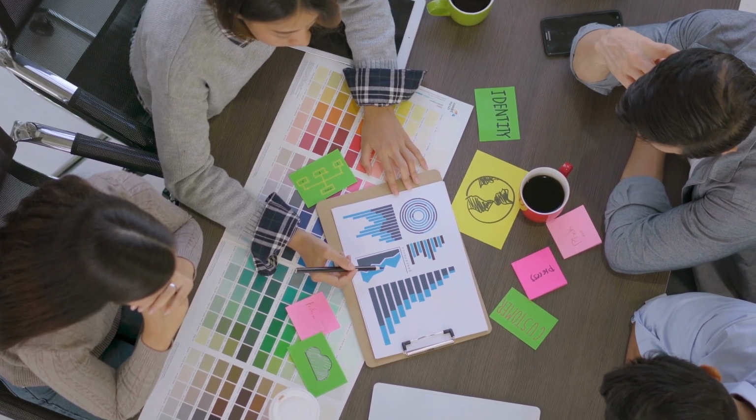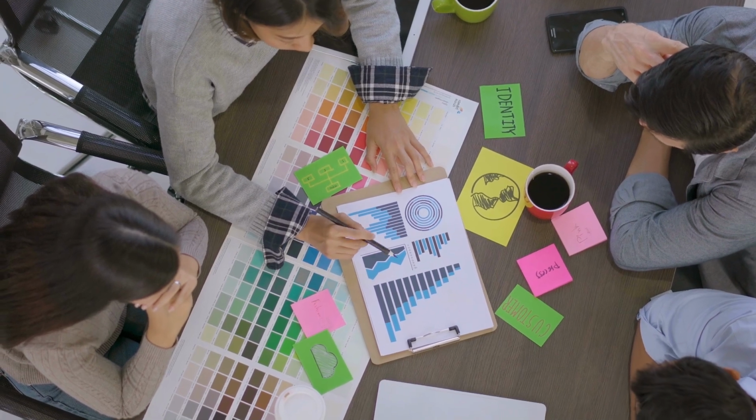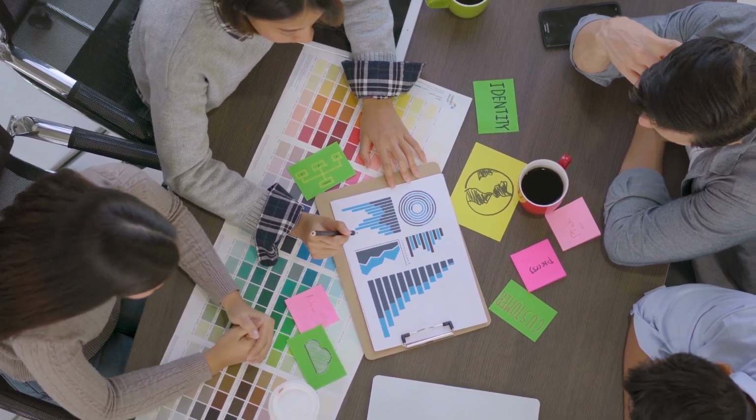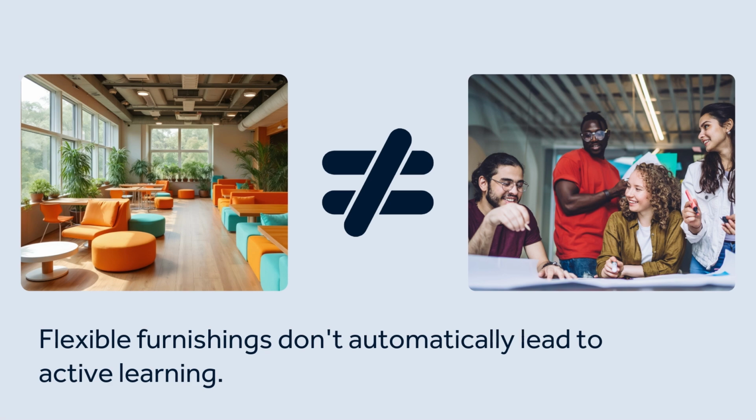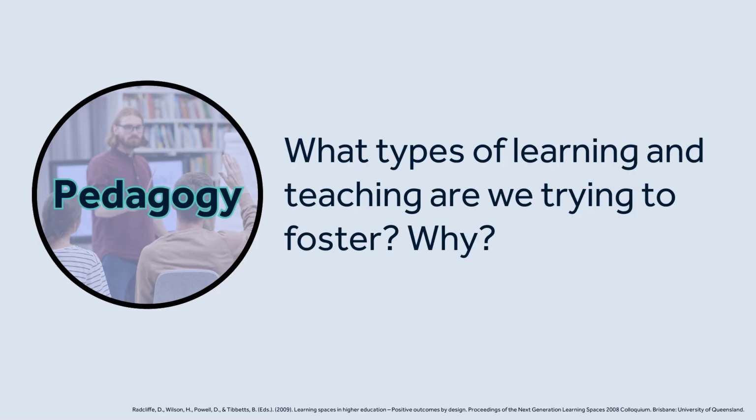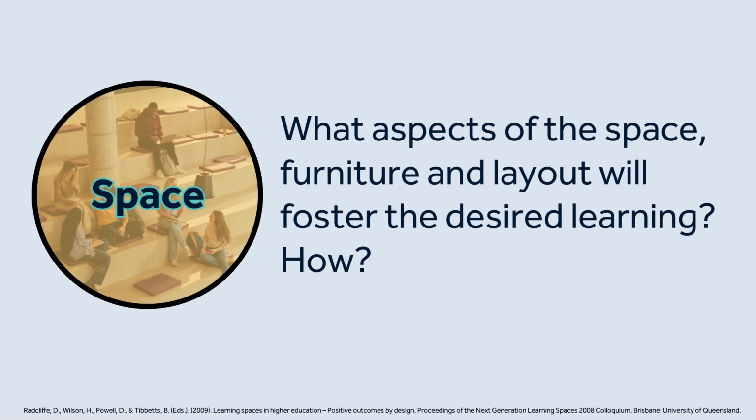Active learning, guided by constructivist principles, supports a range of activities happening in the space. But flexible furnishings don't automatically lead to active learning. If you deliver a chalk and talk session in a flexible kind of space, you'll just end up with students with sore necks. So we can look at Laurillard's learning types and think about what types of learning and teaching we're trying to foster, and what aspects of the space, furniture, and layout will foster that desired learning.